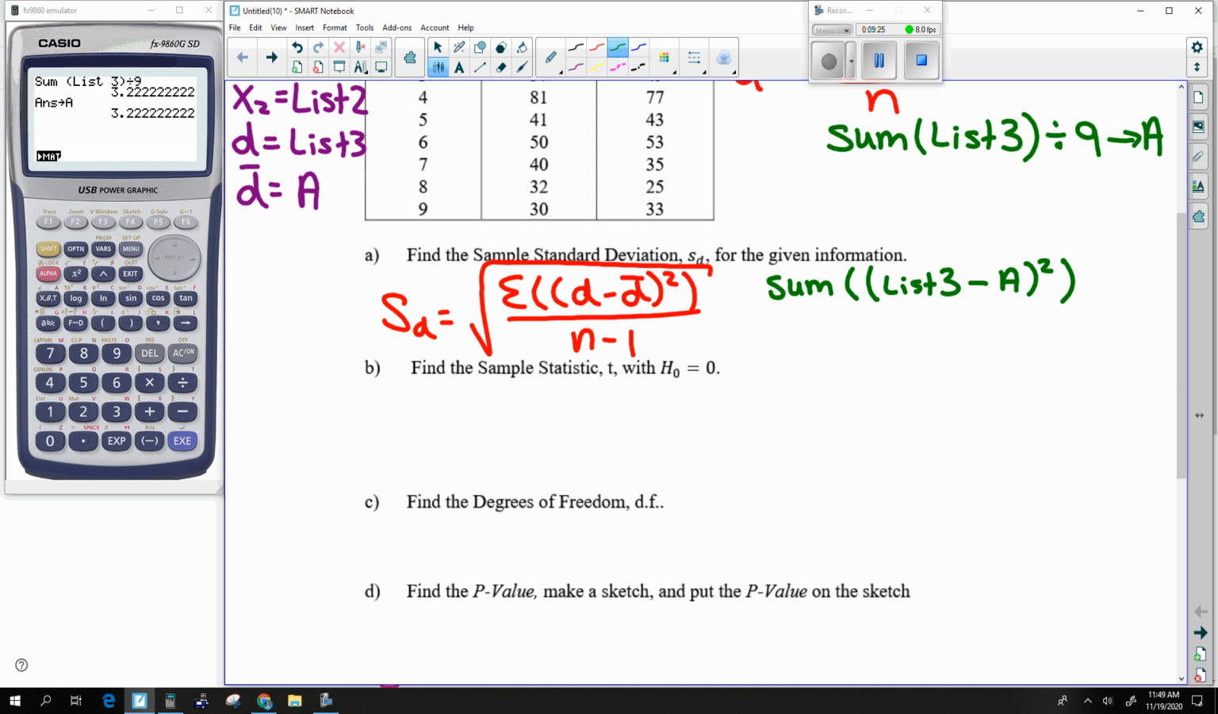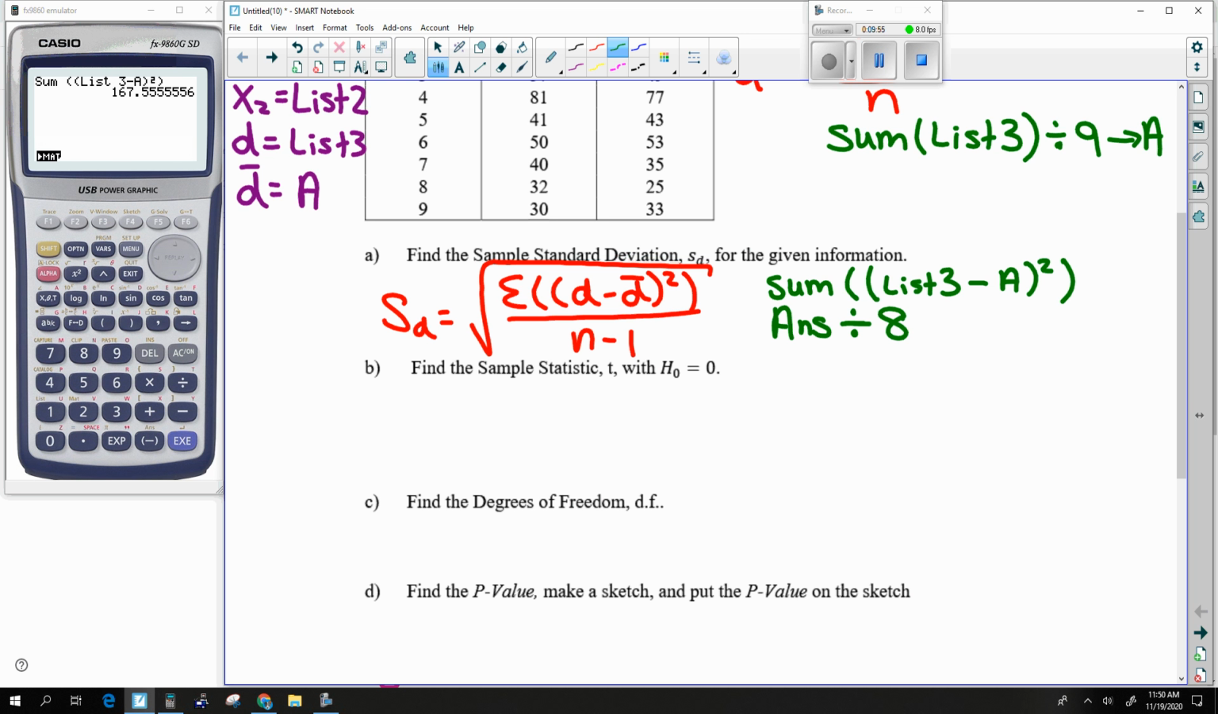Again, symbol by symbol, I just type it in my calculator. So sum, open, D minus D bar, closed, squared, closed. All right, now I'm going to complete this fraction. So I need to divide that by the denominator. So I need to take that answer and divide by n minus 1.